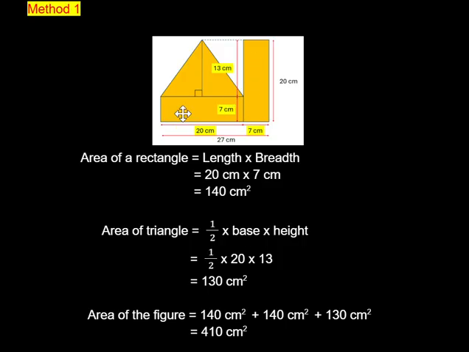Total area of the figure is 2 rectangles plus 1 triangle. So I get 140 plus 140 plus 130. That will give me 410 centimeter square. So this is method 1 of solving the problem. Now let's take a look at method 2.